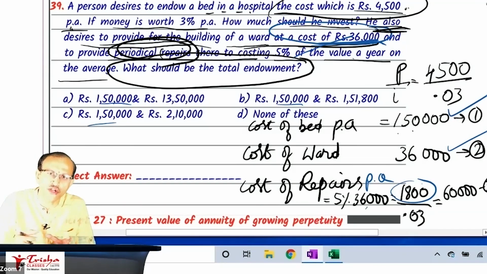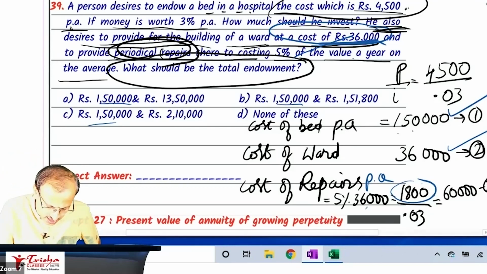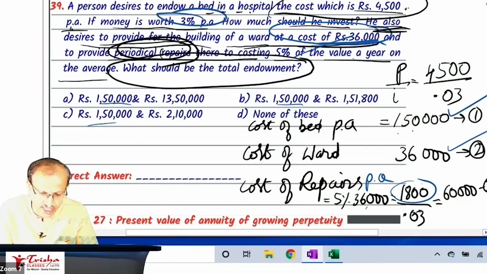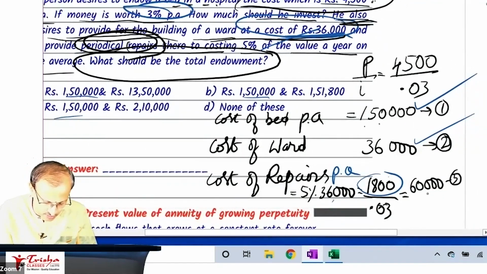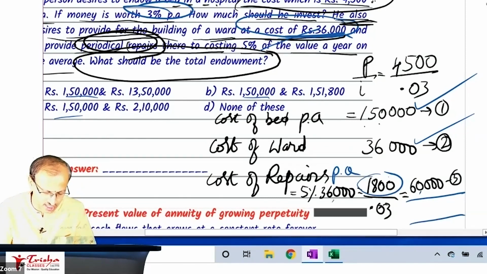So I have to know, every year you want to provide that repair cost. How much should you have? 1,800 divided by the rate of money worth. You cannot take 0.05 in a hurry. You have to take 0.03 only. Everywhere the same interest rate. So it will come to 60,000. So you have to add all the three. What are the three things you add? 1,50,000 plus 36,000 plus 60,000. Add it. Tell me the last answer.